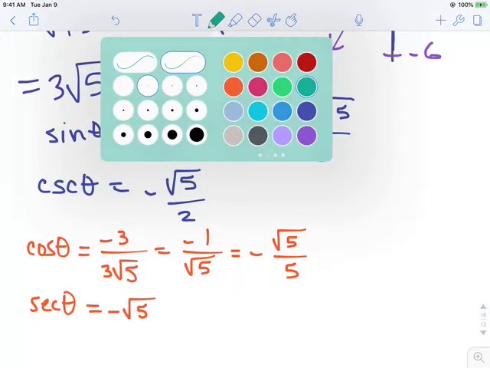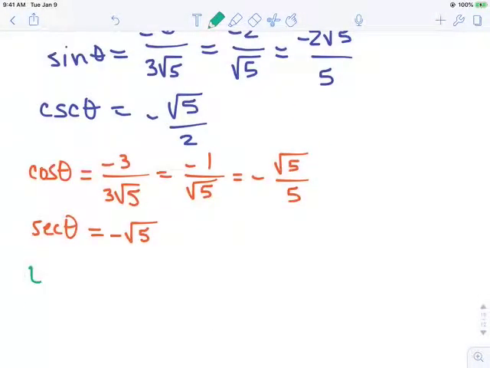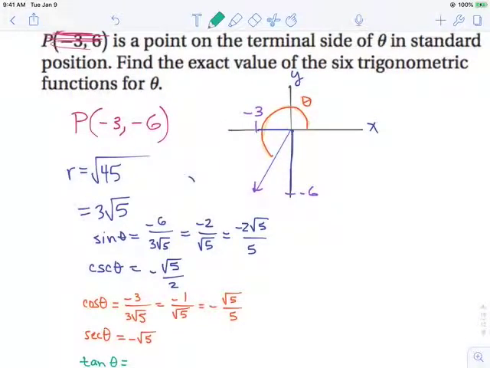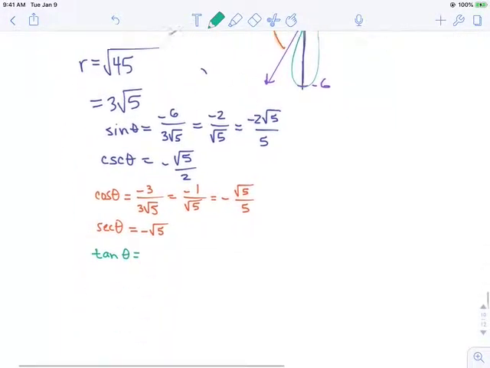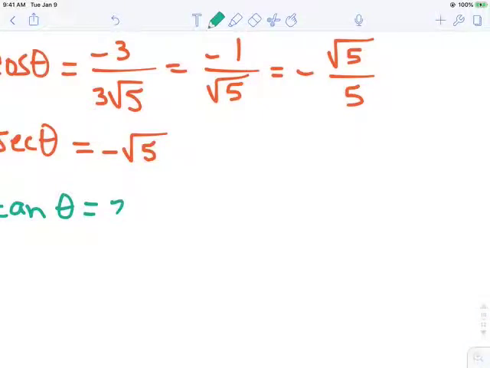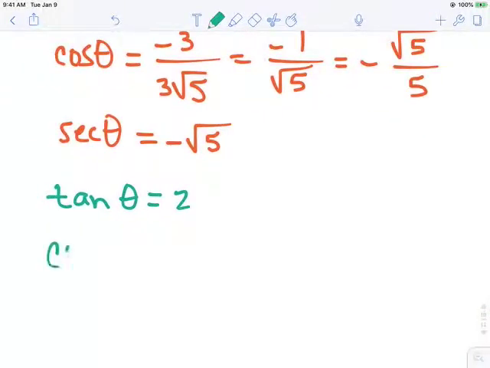Tangent. Tangent's nice because we don't have any square roots. Tangent, is it going to be positive or negative? Positive. What's it going to be? Let's look back. Y over x, so it's going to be a positive 2. What's cotangent? There you go. You got this?